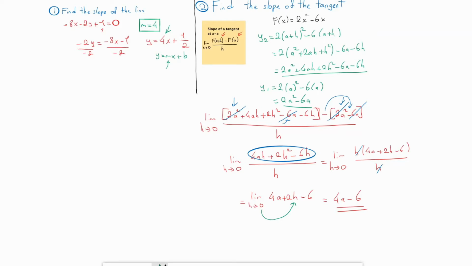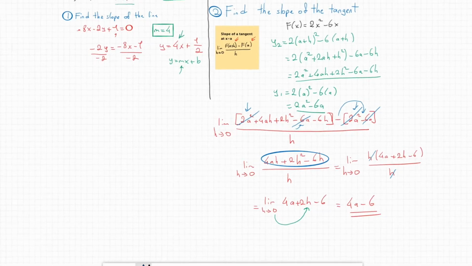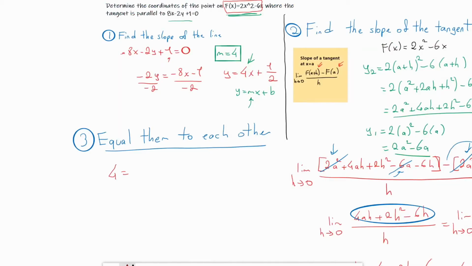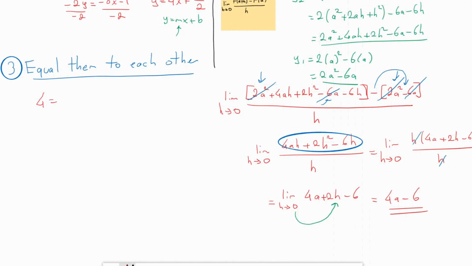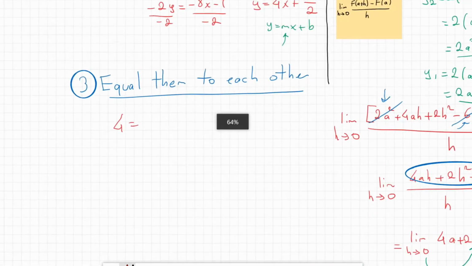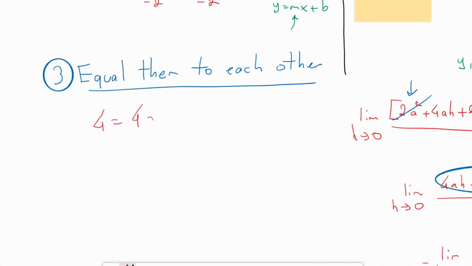So if I equal these two, because they have the same slopes, I can actually find what a is. So that's going to be my third portion of the question. I had 4 from the first portion right over here, and I have 4a minus 6 from the other portion. So 4a minus 6. So I'm going to put this 6 to the other side as a positive.